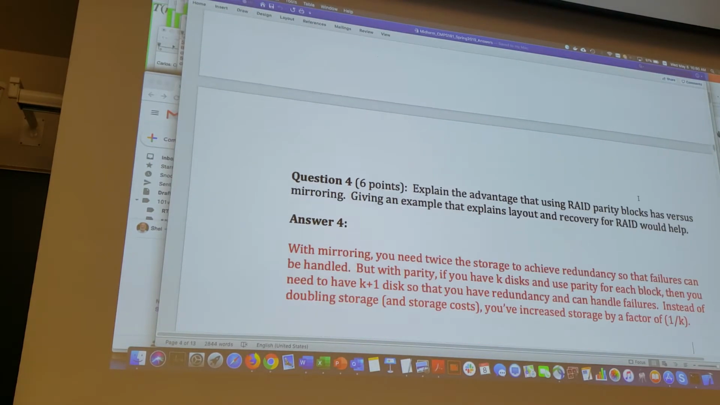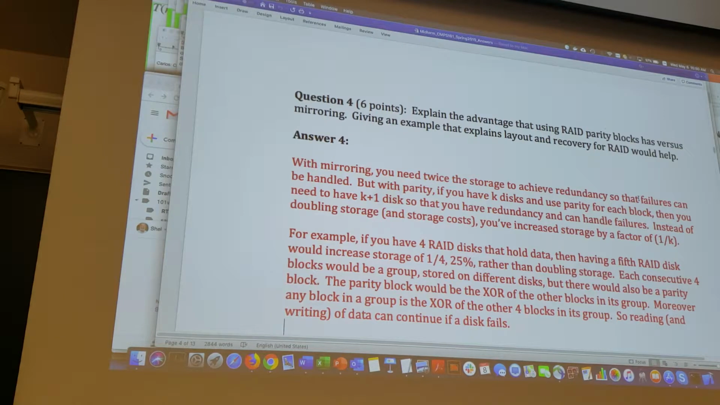Okay. This is one where being vague and just saying, well, it uses less space, isn't enough. Basically, when you use mirroring, you have double space. When you use RAID with k disks, you add a factor of 1 over k, so it's 1 plus 1 over k of the amount of space that you need. So basically that's the advantage. And you're asked to explain it rather than just say less space. What is the advantage? So that's what's going on.